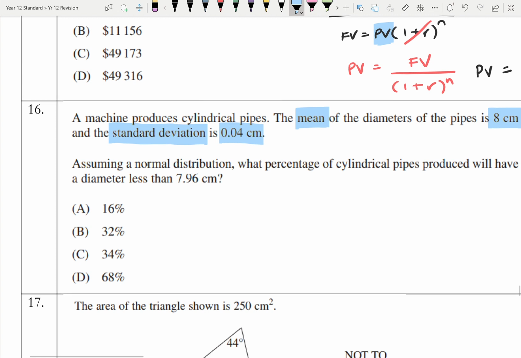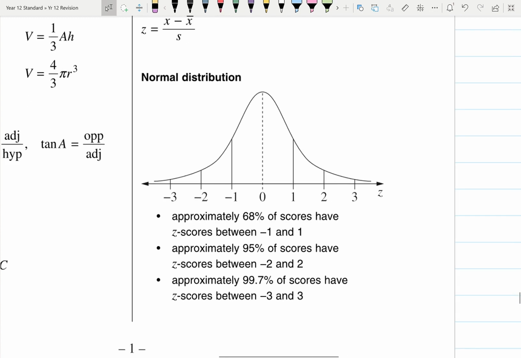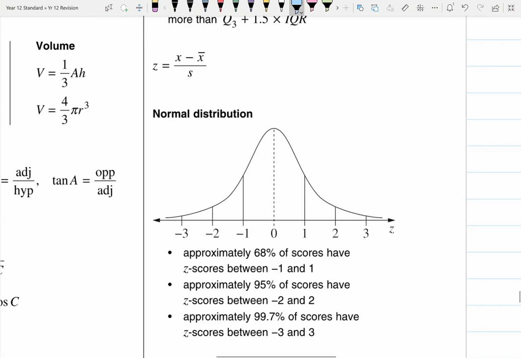Now, assuming a normal distribution. The second you see normal distribution in your exam, you are going to go straight to your reference sheet. Okay, I have one just over here, and in that bottom right corner, there's a normal distribution section. So just above normal distribution, there's this formula here with Z, and that's what you'd be using if they gave you a Z score, where X is just some score you're looking at, X bar is your mean, and S is then your standard deviation. So you can plug in and solve that equation.